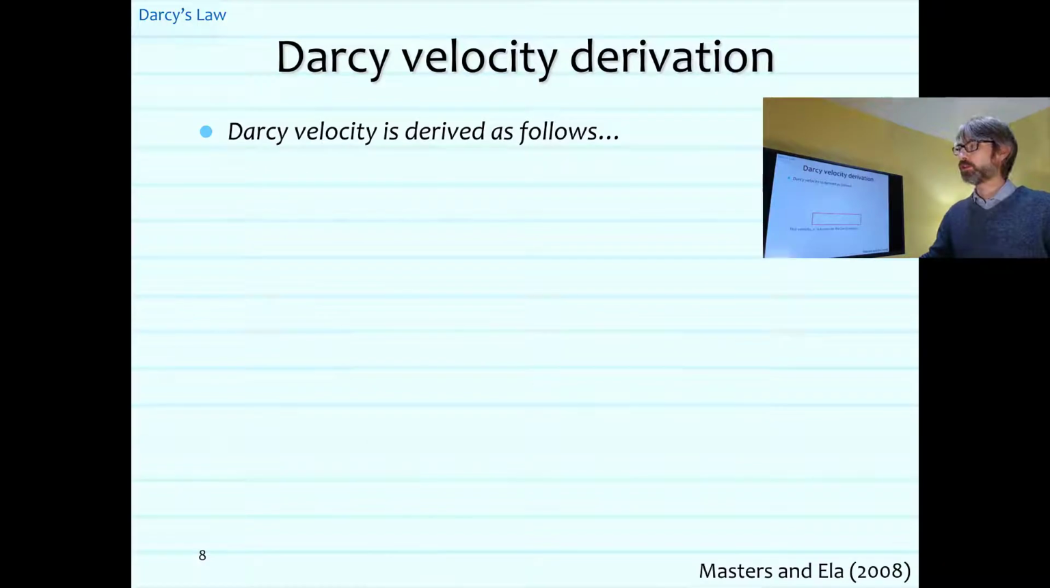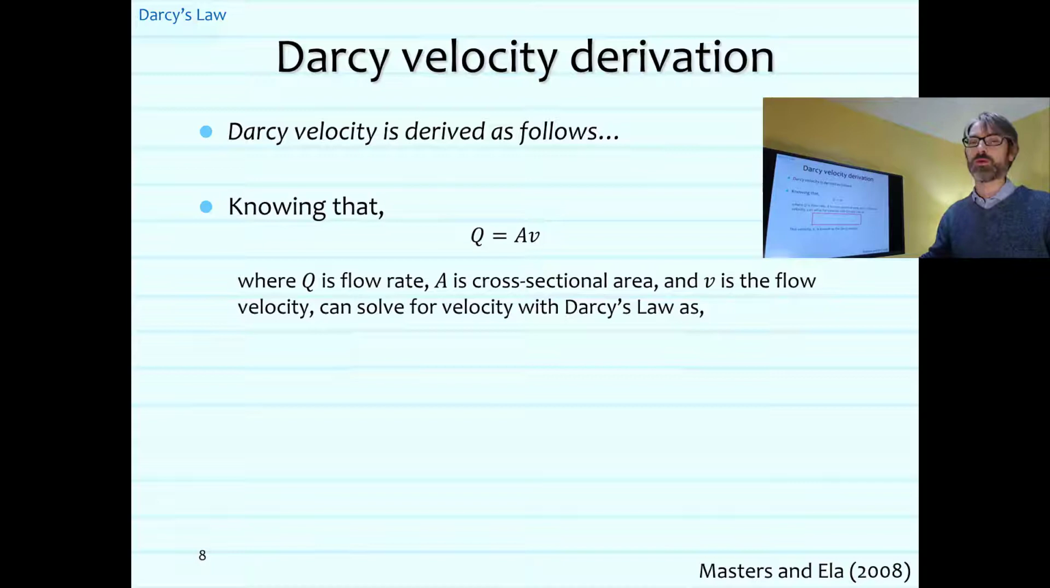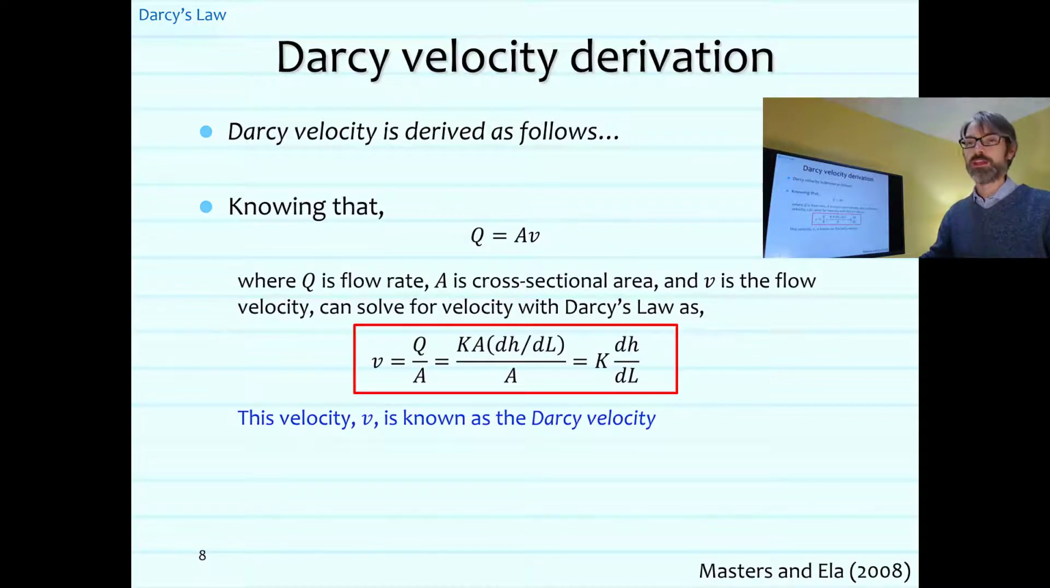The Darcy velocity is derived as follows. Knowing that Q is equal to A times V, where Q is the flow rate, A is the cross-sectional area, and V is the flow velocity, we can solve for the velocity with Darcy's law as V is equal to Q over A is equal to K A dH by dL over A is equal to K dH dL. It's pretty simple. This velocity V is known as the Darcy velocity.